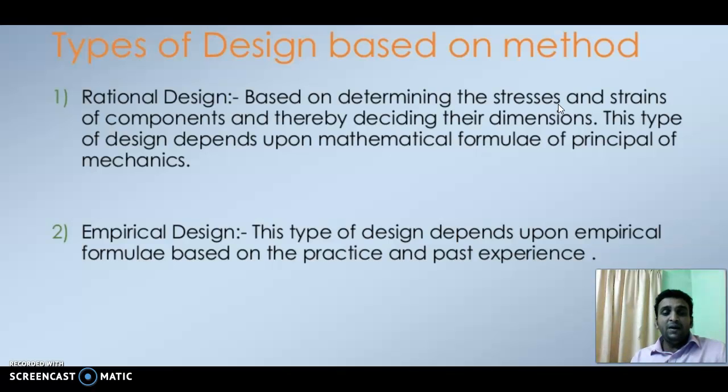Then the second one is empirical design. What is that? Empirical means some values already calculated using physical experiments or past experience. In experiments, our scientists have already found and calculated some empirical values. We use those empirical values for the calculation. We are already aware of empirical equations. So using that particular empirical equation, we can find the empirical design.